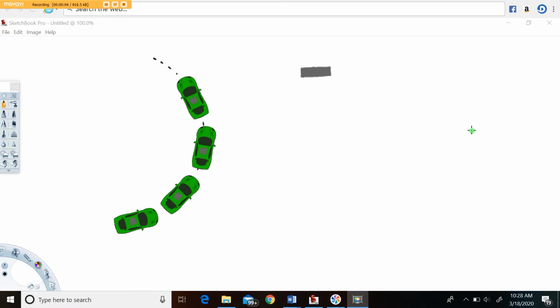I'm making this video to provide an example of how to write force equations for objects undergoing circular motion. So I've got this picture here, and there's kind of a story that goes with this.